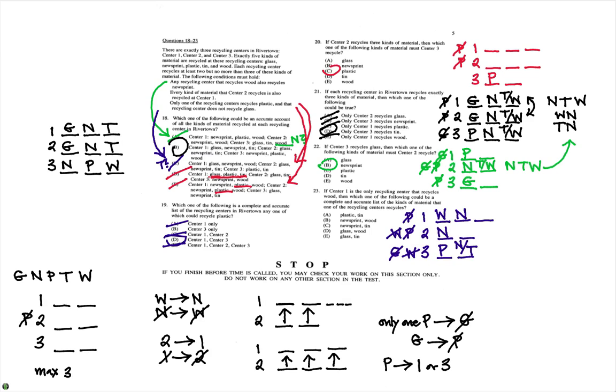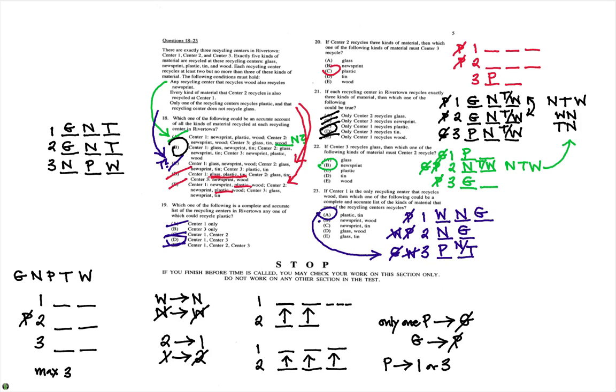And now you notice we still need to place glass, and we know that the remaining spots are going to be the same for centers 2 and centers 1. So here is the scenario. We're looking for what could be a complete and accurate list of the kinds of materials that one recycling center recycles. A, plastic and tin, and you notice that is possible, shown in center 3, so A would be the correct answer. You notice newsprint and wood, impossible.